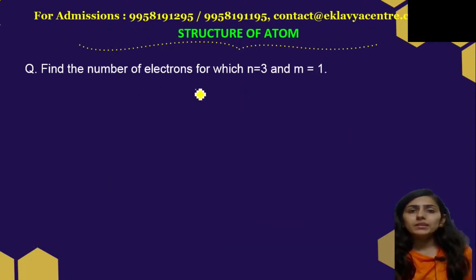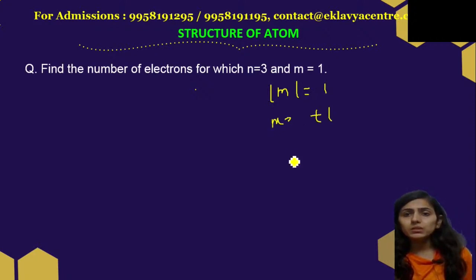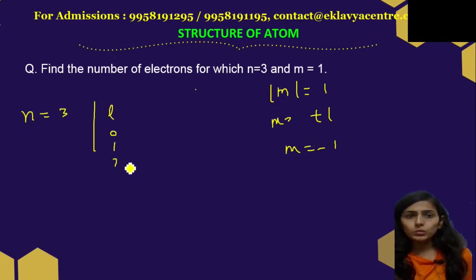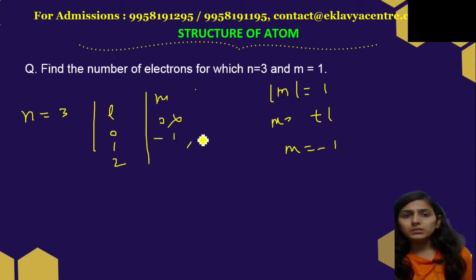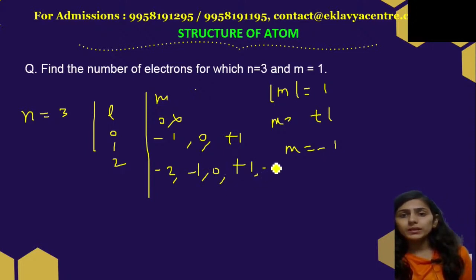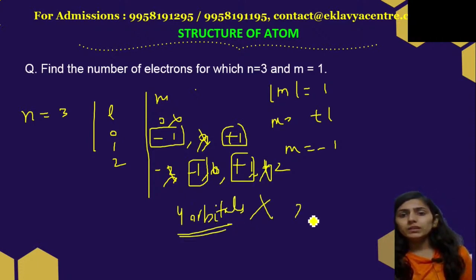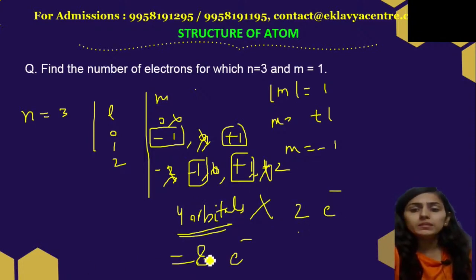Right? Next, find the number of electrons for which n is 3 and mod m is 1. That means m can be plus 1, and m can also be minus 1. n is equal to 3, l will be 0, 1, 2. For l equals 0, m equal to 0 is not possible. For l equals 1: minus 1, 0, plus 1. For l equals 2: minus 2, minus 1, 0, plus 1 and plus 2. Right, beta? So this minus 1 is possible, plus 1 is possible, this is not possible, minus 2 is not possible, this is possible, and this is possible. We have 1, 2, 3, 4 orbitals, and we know that in each orbital we can fill 2 electrons. So the total number of electrons will be, right, beta?